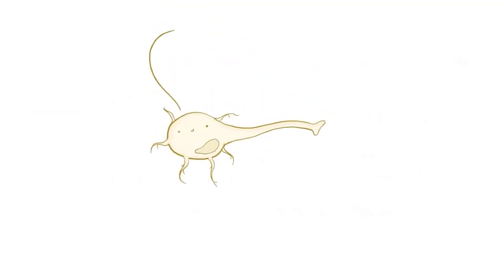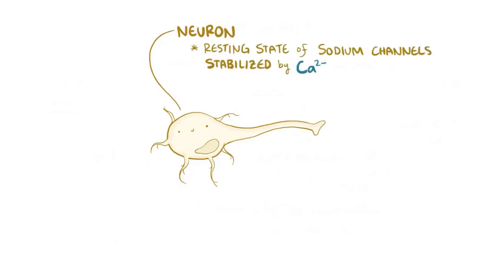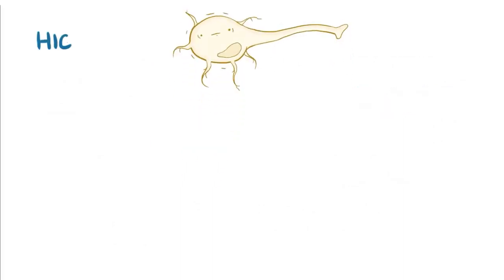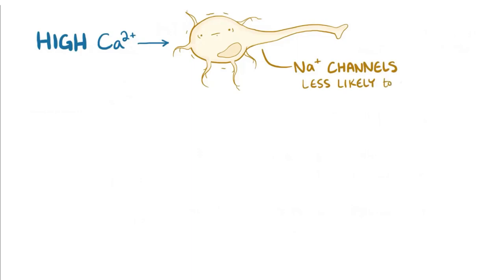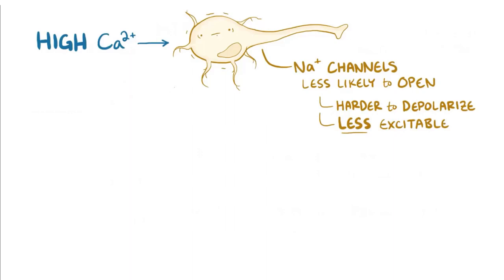High levels of ionized calcium affect a variety of cellular processes, in particular electrically active neurons. Normally, calcium ions stabilize the resting state of the sodium channels, which prevents them from spontaneously opening and letting sodium ions enter the cell. With high levels of extracellular calcium, voltage-gated sodium channels are less likely to open up, which makes it harder to reach depolarization and makes the neuron less excitable.